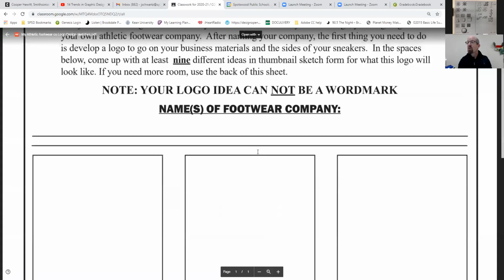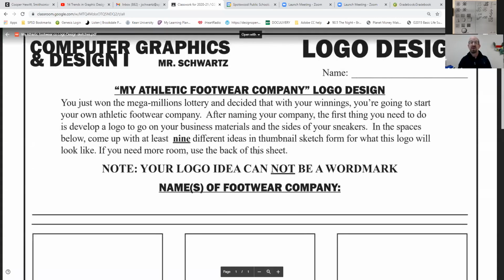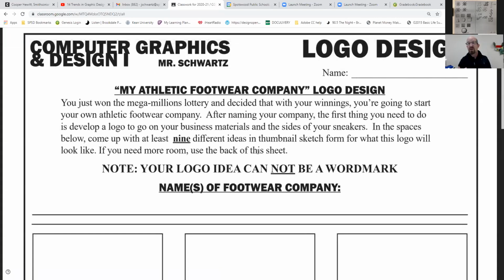Okay, but what you guys are going to do here is not really related to what Adidas did. It's more related to what Nike did. All right, so what you're going to do is develop some logo concepts based off of the name or the theme of your company, the name of your company or the theme of the sport.